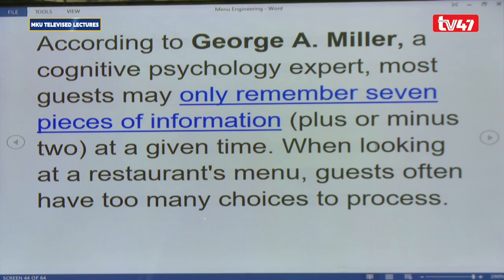The reason why we are encouraging this is based on a psychologist called George Miller. George Miller tells us that most guests may only remember 7 pieces of information, of course, plus or minus 2 at a given time. So when they look at your menu, don't expect them to be able to read the 100 plus items that you put there. They may only remember 7 pieces of information, plus some small addition. So when looking at a restaurant menu, guests often have too many choices to process.